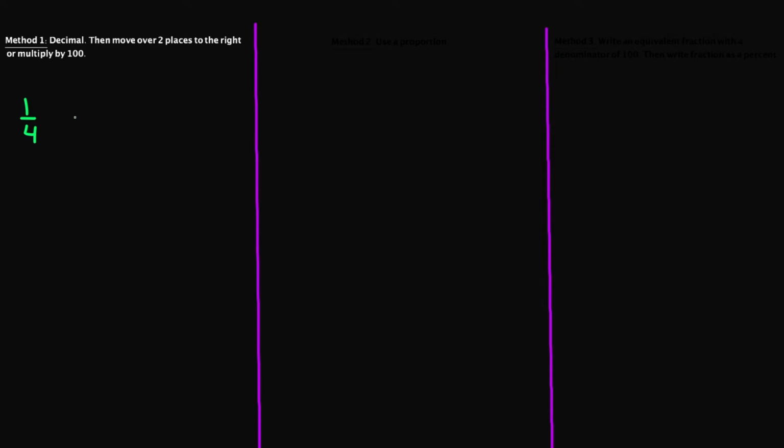So for this example here, we're going to turn it into a decimal. I'm going to put my 4 on the outside and my 1 on the inside. 4 goes into 1, it doesn't go. I'm going to add my decimal here, and then a 0. 4 goes into 10 now. How many times? It goes in 2 times. 4 times 2 is 8. 10 minus 8 is going to equal 2.